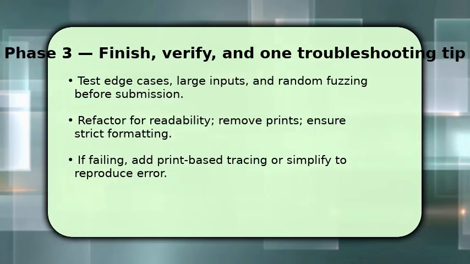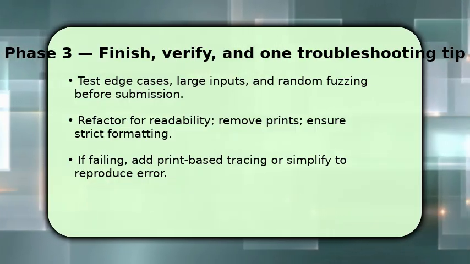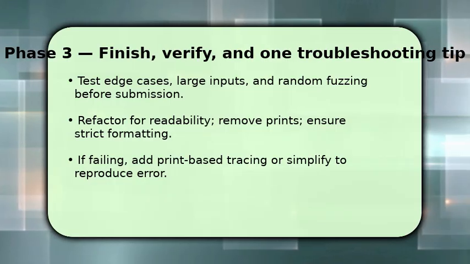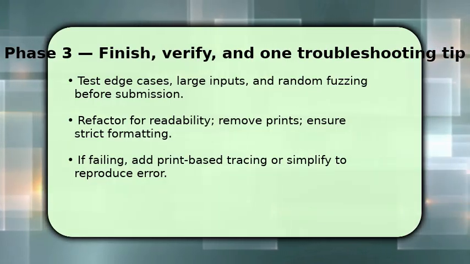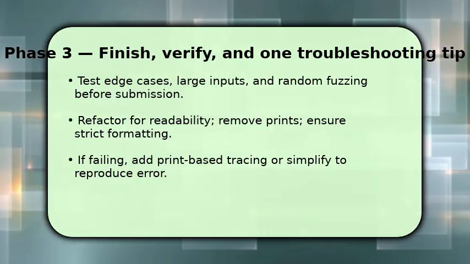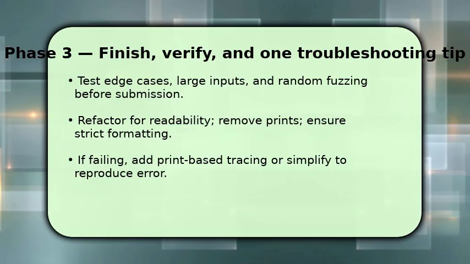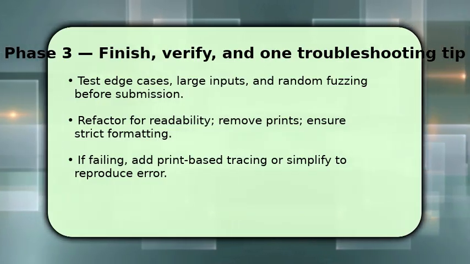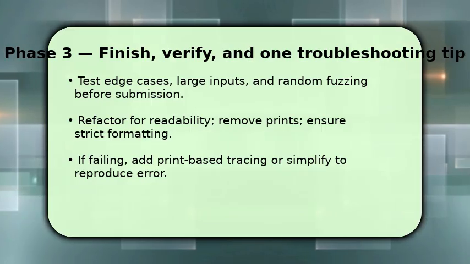If tests fail on hidden cases, add minimal trace prints to reproduce the issue locally or simplify the function to isolate the failing part. One key troubleshooting tip: if behavior differs only on HackerRank, double-check input parsing and newline handling. Those are common gotchas.